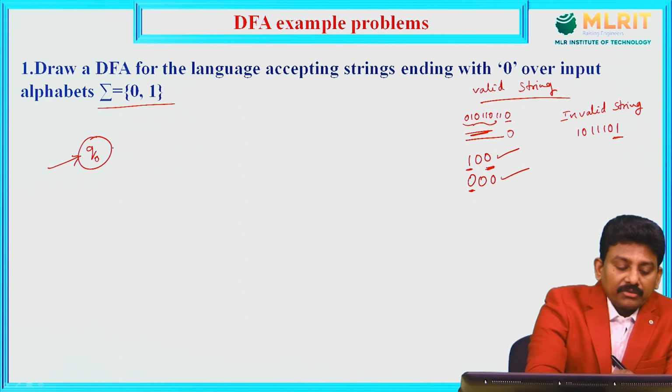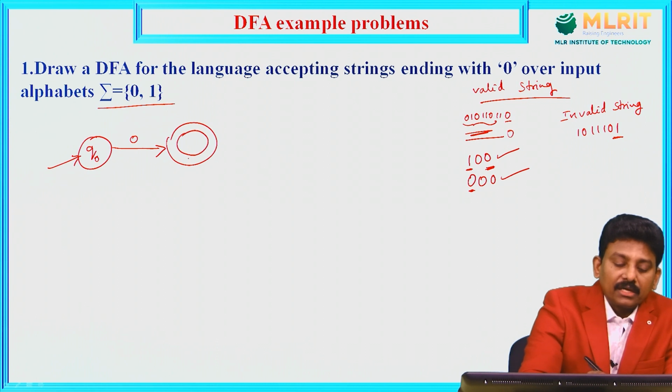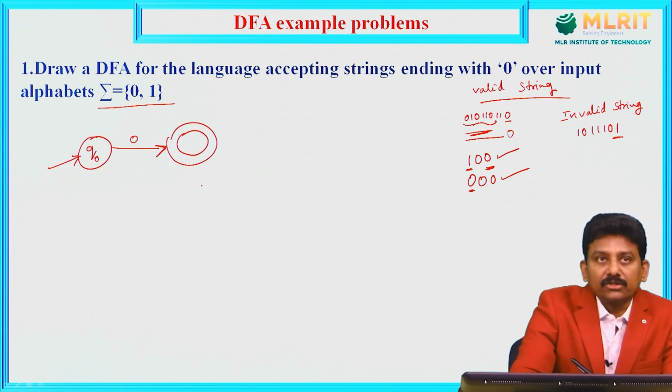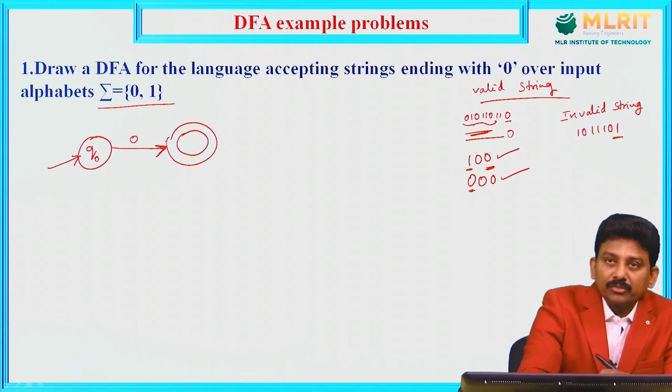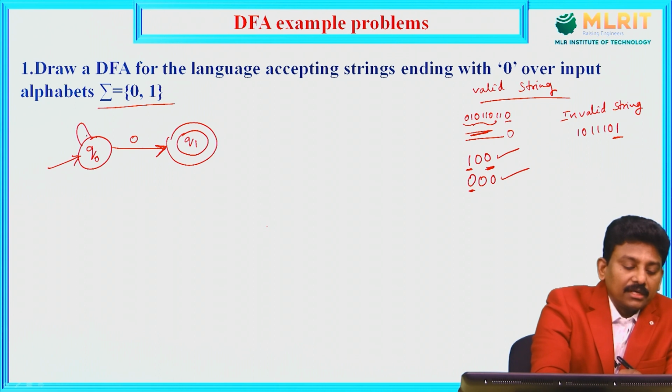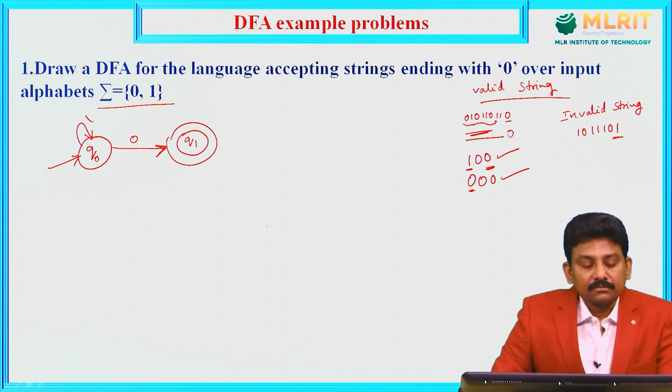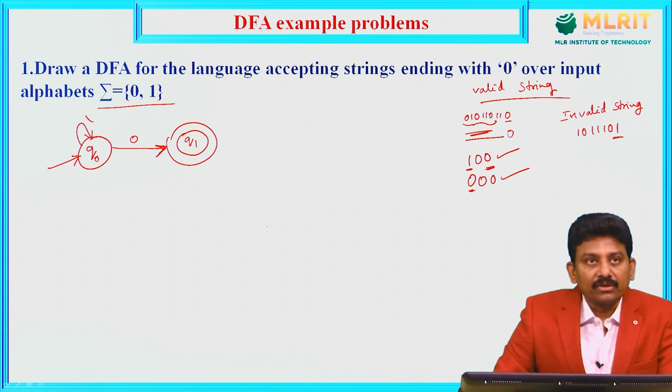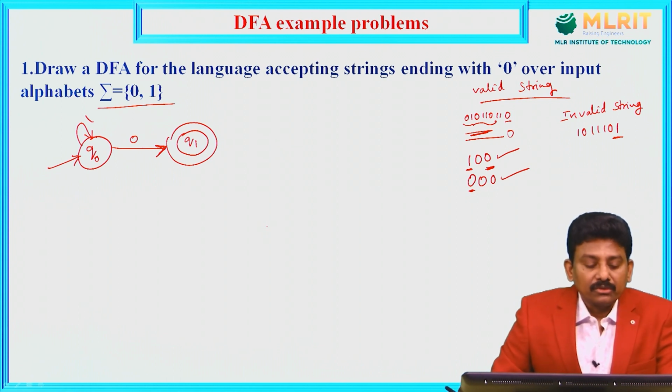If the first input symbol is 0, I can go to the final state, as it may be the last symbol. We assume that this symbol may or may not be the last symbol. The first symbol may be 0, may be 1. In Q0, if you read 0, the machine will go to the final state. In Q0, for input 1, stay in the same state. You can read as many ones as possible and stay in the same state. Whenever you read 0, I can go to the final state, assuming 0 may be the last symbol.